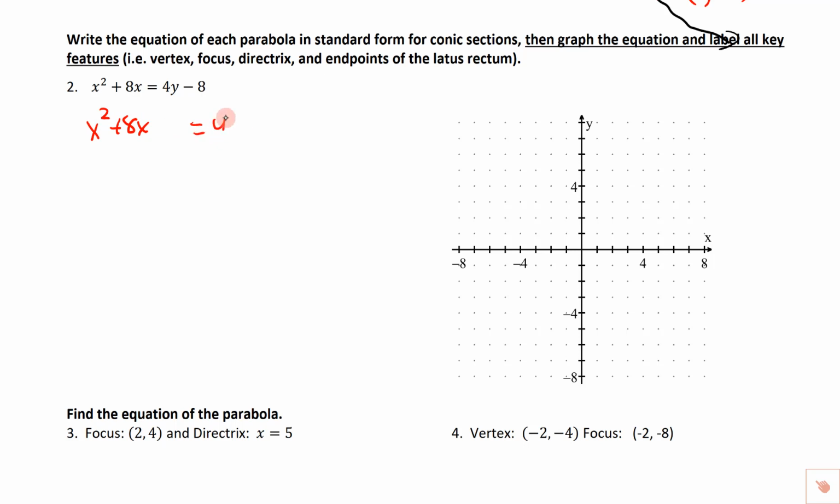So this is going to be 4y minus 8. They're already on separate sides. And then I'm going to take half of that middle coefficient. That's going to be a positive 4. I'm going to square that, add it to this side.